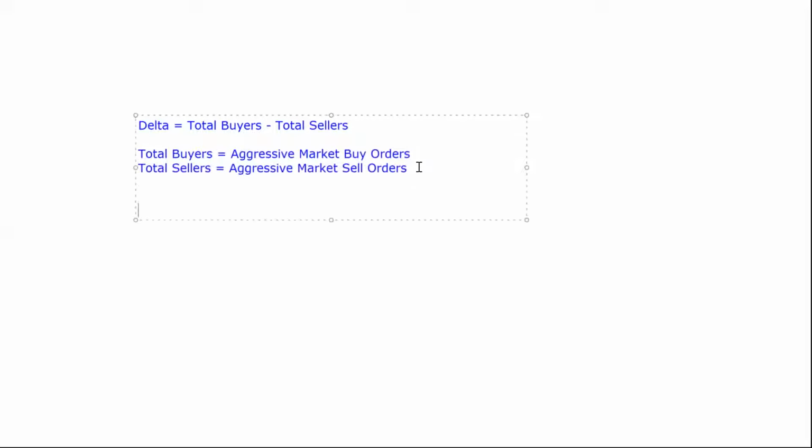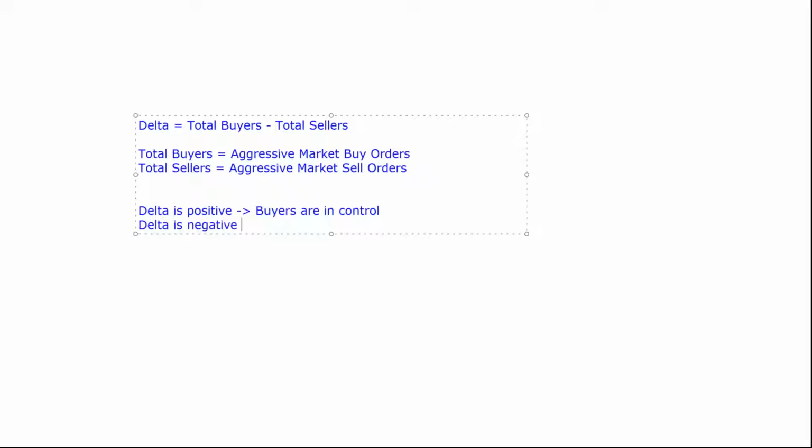So if delta is positive, that means buyers are in control for that particular bar. And if delta is negative, then sellers are in control for that particular bar. It's pretty simple, but based upon the delta, we are going to talk about one of the interesting strategies in the afternoon session. It is called the momentum auction reversal.